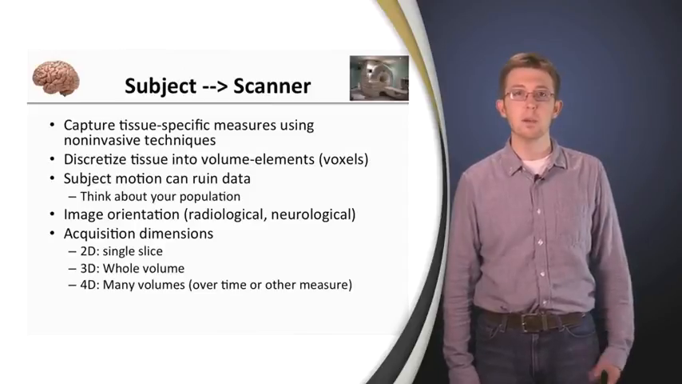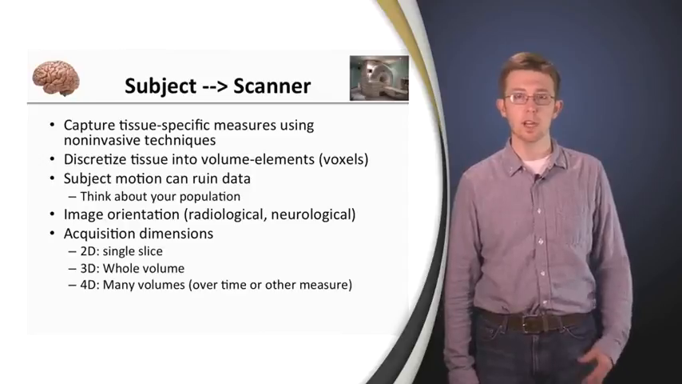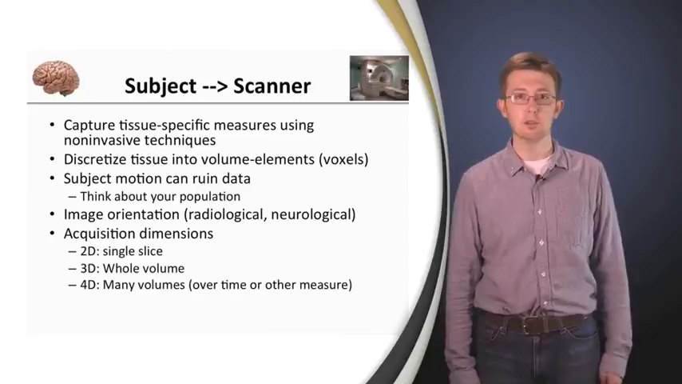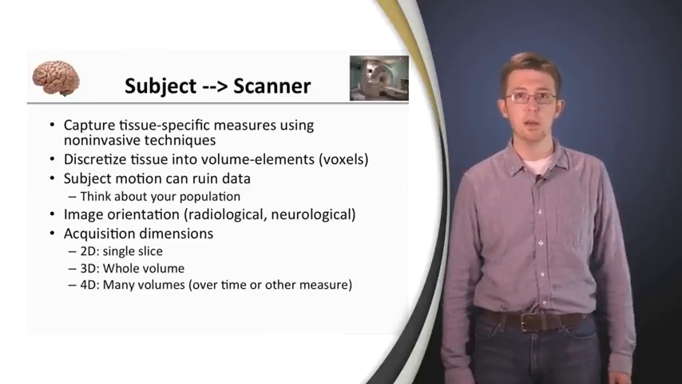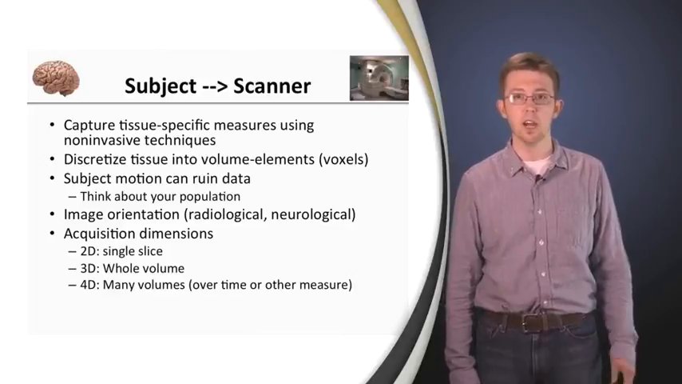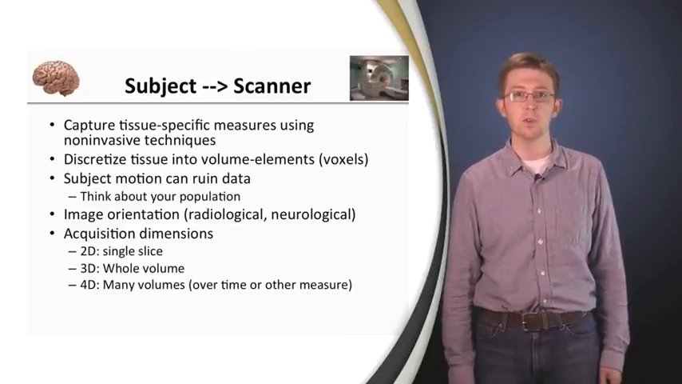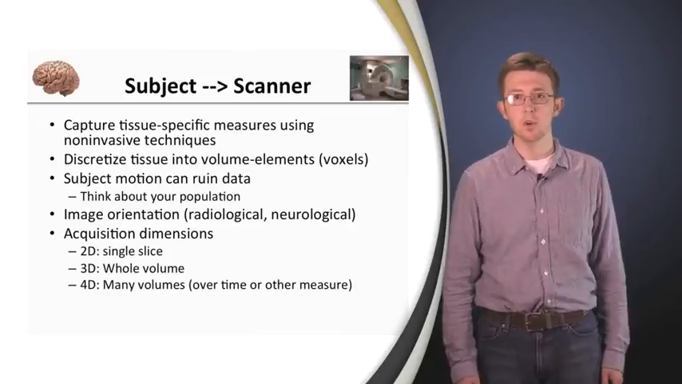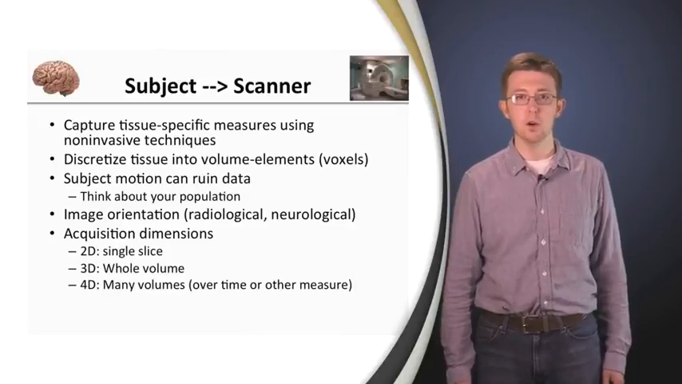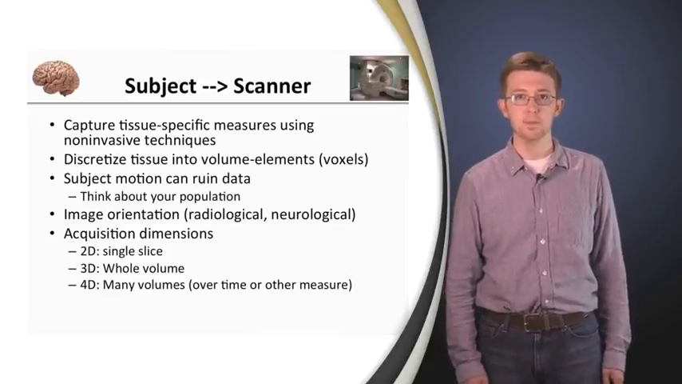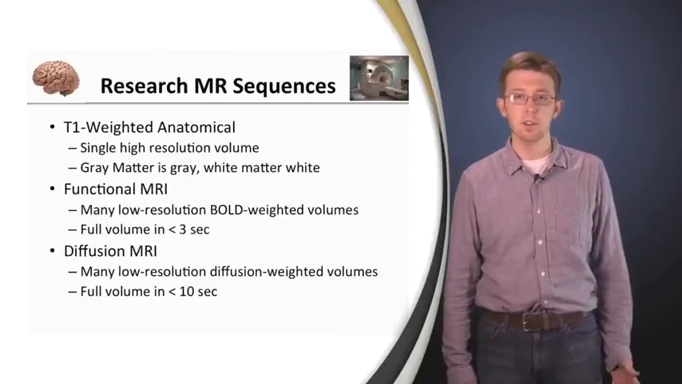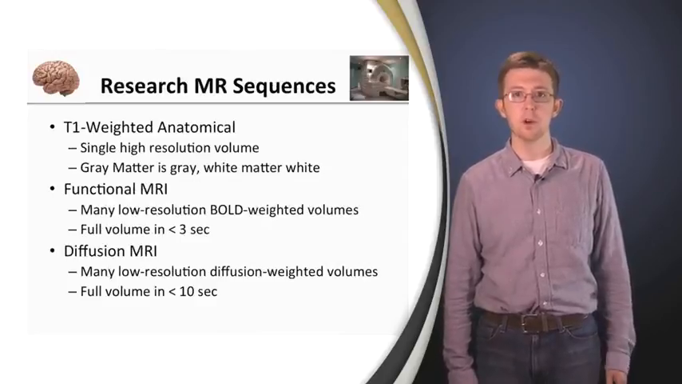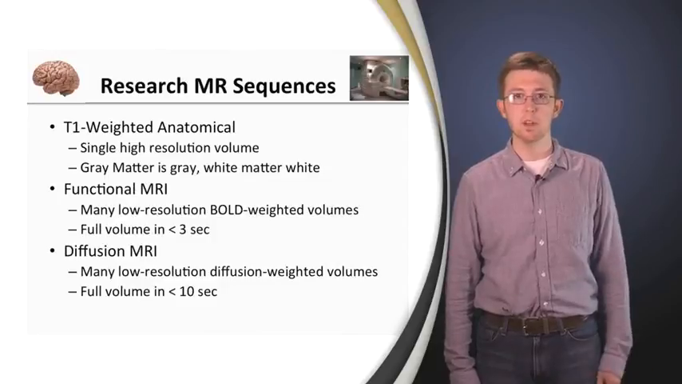Finally, we can think about the size of the data that we're collecting, the acquisition dimensions. If we're collecting a single slice of data, that's 2 dimensions. If we capture an entire volume of tissue, that's 3 dimensions. And if we capture many volumes, whether over time or some other measure, then that's 4 dimensions of data. It's important to know the size of the data you are going to be capturing inside a scanner.